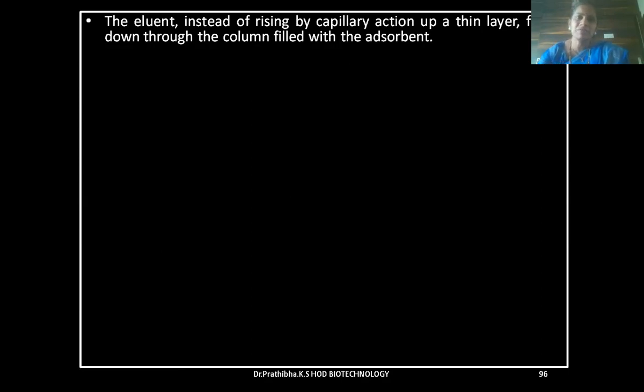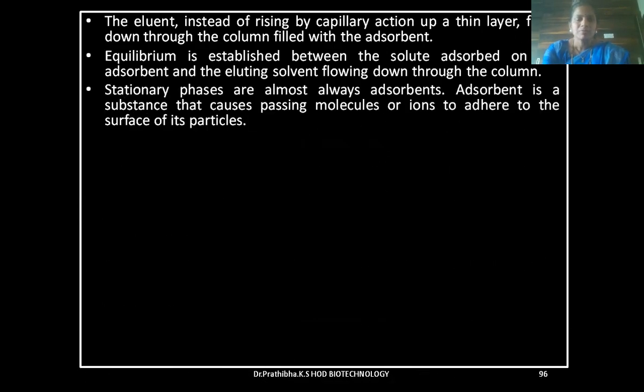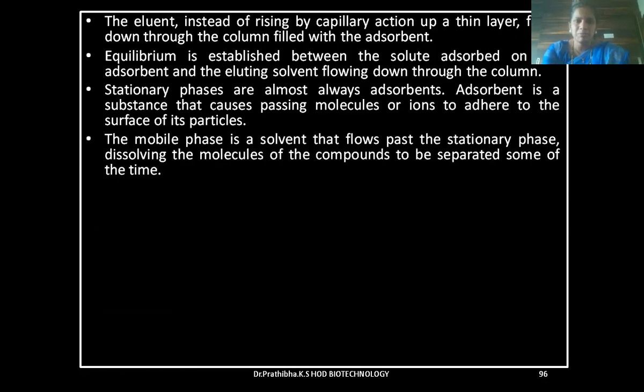The eluent, instead of rising by capillary action through a thin layer, flows down through the column filled with the adsorbent. Equilibrium is established between the solute adsorbed on the adsorbent and the eluting solvent flowing down through the column. Stationary phases are almost always adsorbents. An adsorbent is a substance that causes passing molecules or ions to adhere to the surface of its particles.